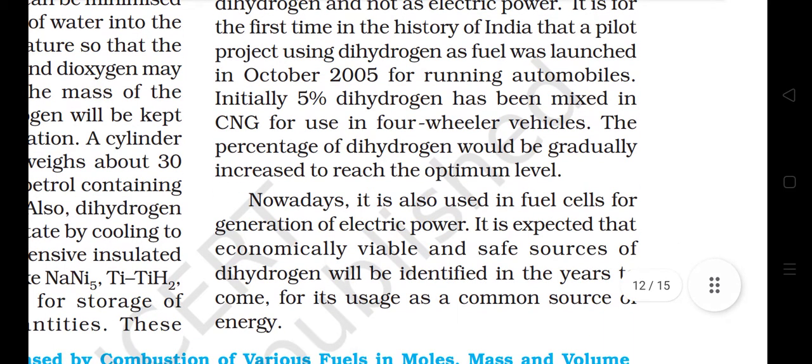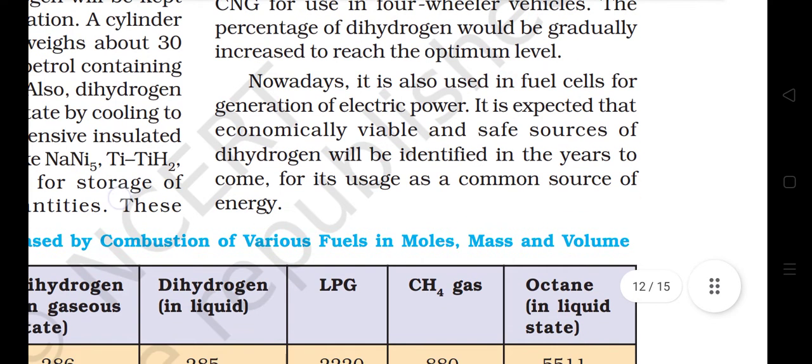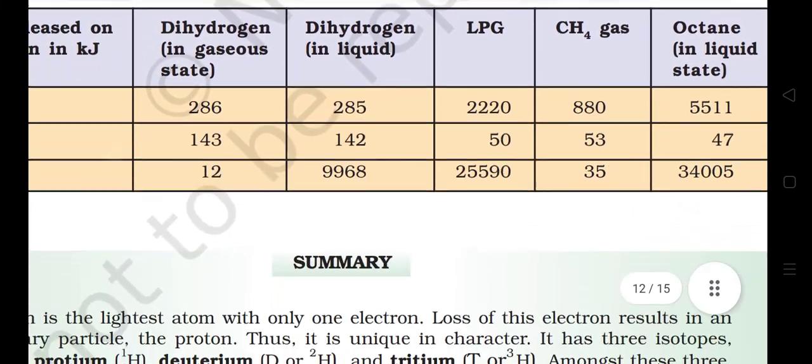Initially, 5% dihydrogen has been mixed in CNG for use in four-wheeler vehicles. The percentage of dihydrogen would be gradually increased to reach the optimum level. Nowadays, it is also used in fuel cells for generation of electric power. It is expected that economically viable and safe sources of dihydrogen will be identified in the years to come for its use as a common source of energy.